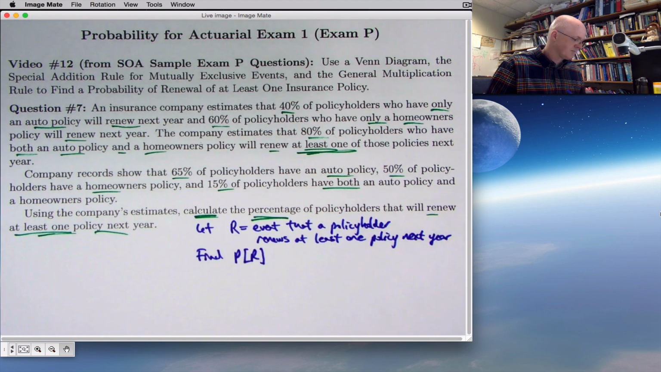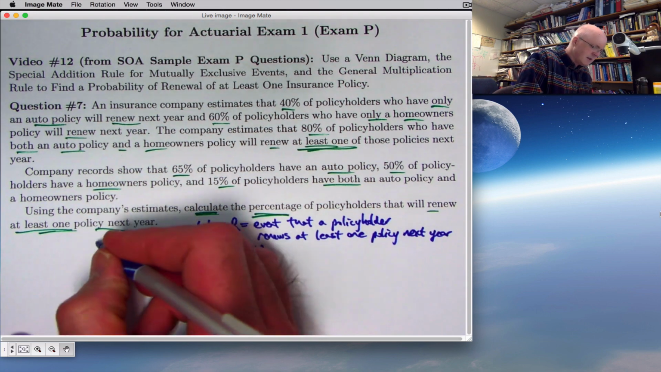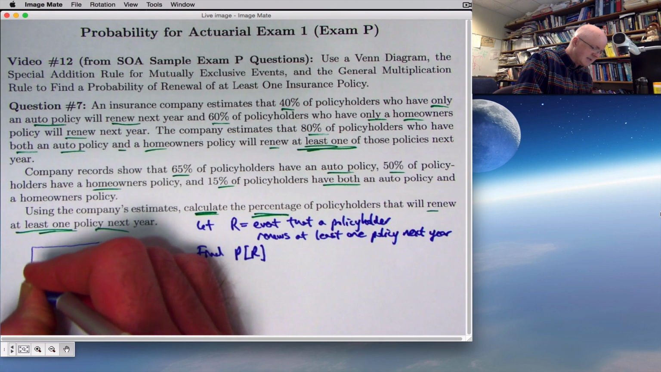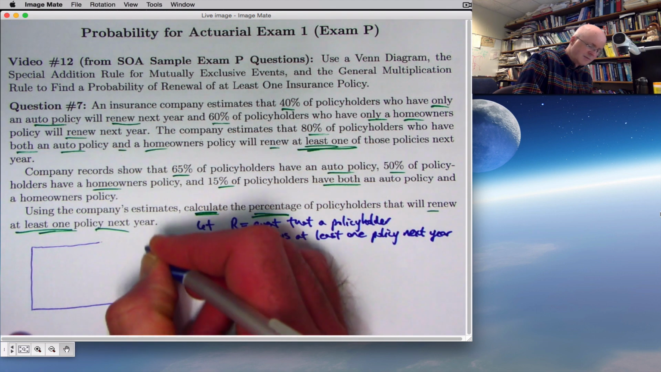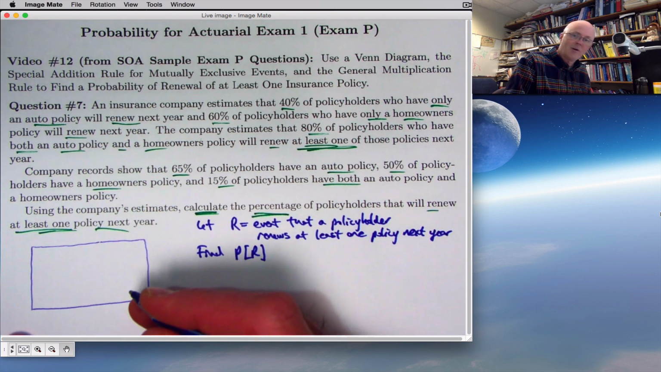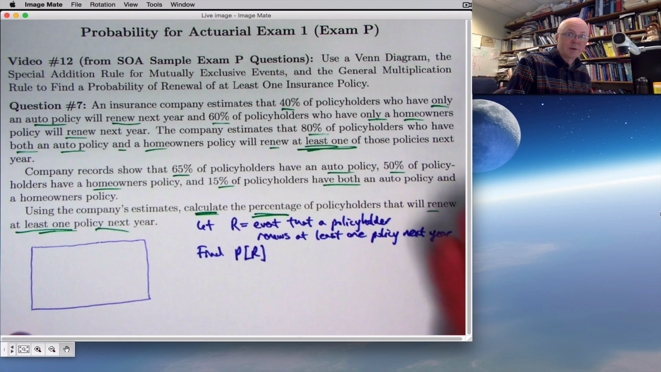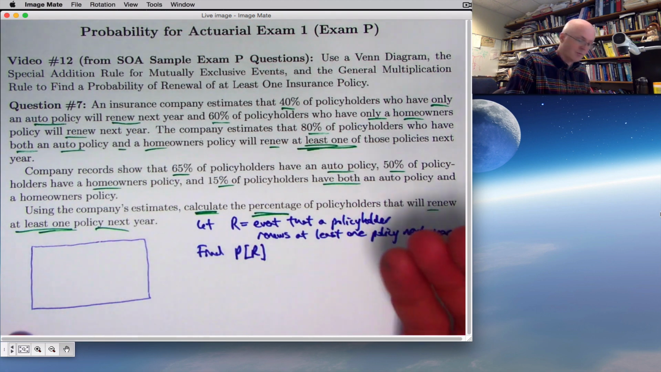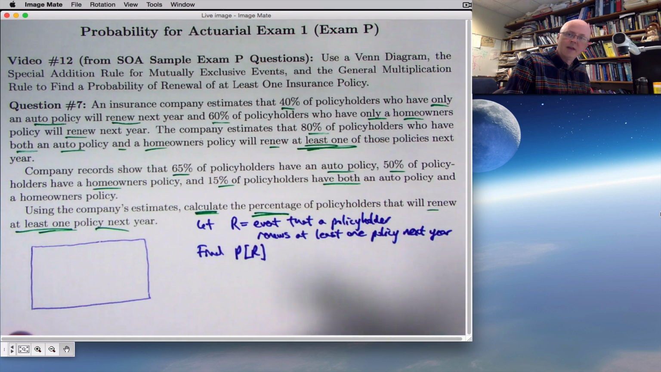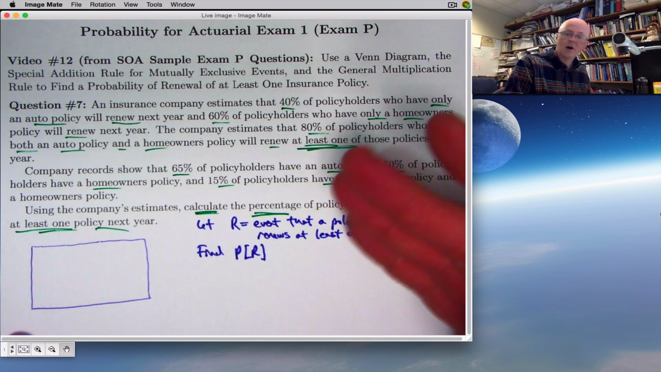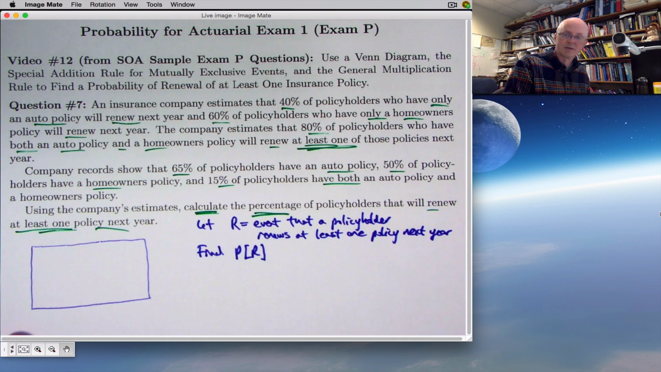Okay, that's the goal. Yeah, Venn diagram's helpful, but you got to be careful in how you draw it. In this case, it's best probably not to draw two circles representing, say, auto and homeowners, or three circles, another one representing whether they renew or not. For one thing, with the auto and homeowners, those are really two events whose union is going to be the entire sample space. They don't talk about any other kind of insurance policy here. Evidently, all the customers have either an auto policy or a homeowner's policy or both this year.